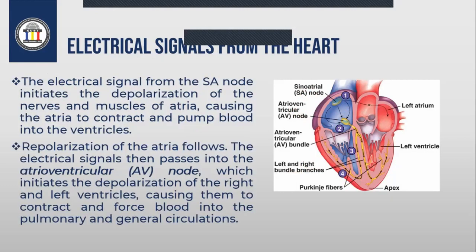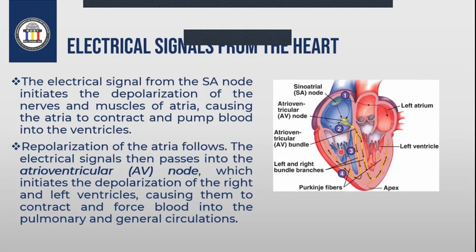How can this happen? The signal will be generated inside the SA node. Then it will pass through here and here, the left and right atrium. When the signal moves here, it makes the action potential happen. When the action potential happens here, the atrium, the left atrium, sorry, the right atrium, will contract and send the blood to the right ventricle.